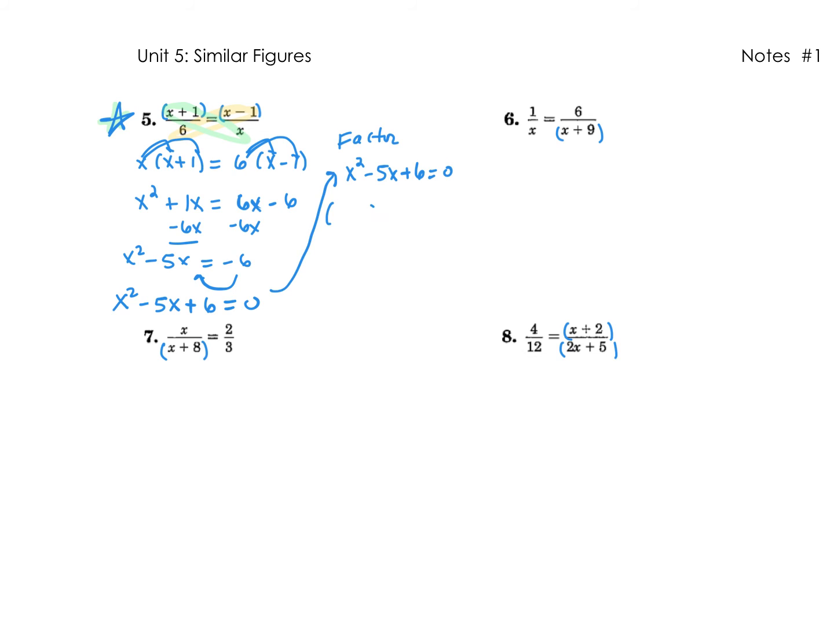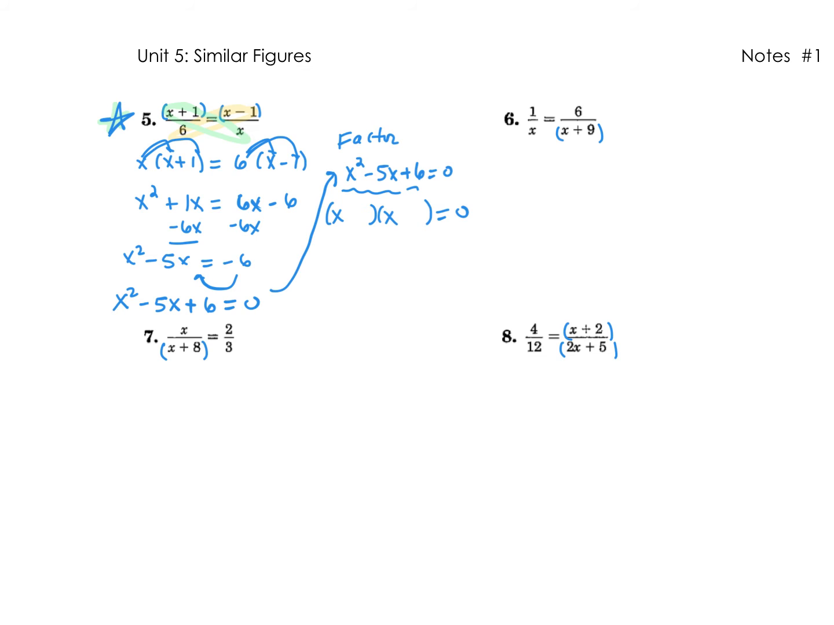Factoring means we're going to try to break it down into the two sets of parentheses that would multiply back together to give us this. So x squared would come from taking x times x. Remember that when we multiply two sets of parentheses, we multiply those first terms together. So x times x would give us an x squared.